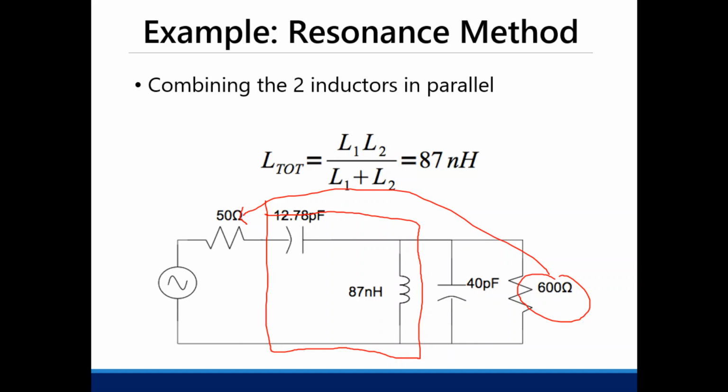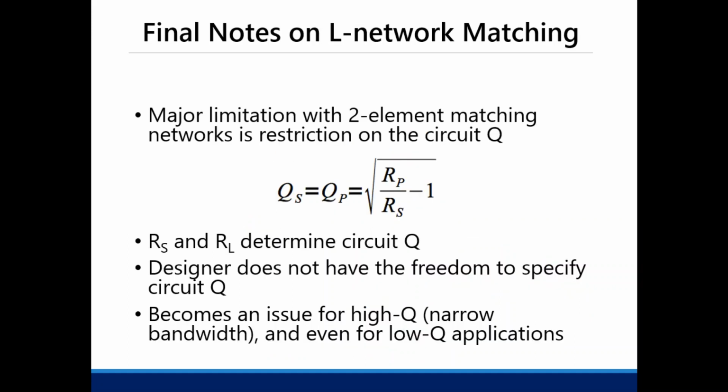Just some final notes on the L matching network, or two element matching. The restriction is that we cannot define the circuit Q, because the circuit Q will be ultimately defined by the source resistance and the load resistance. So you do not have the freedom to specify the Q. So it becomes an issue for high Q applications, where we want a high Q but cannot really define it, or even low Q applications where you want a wideband match.